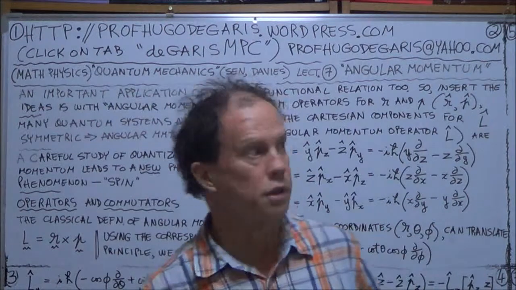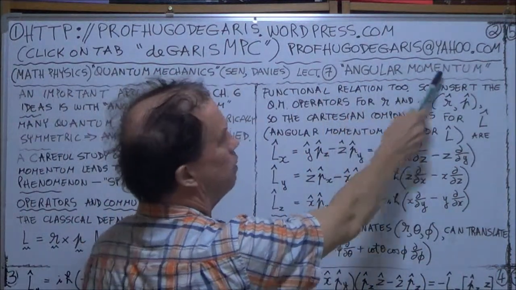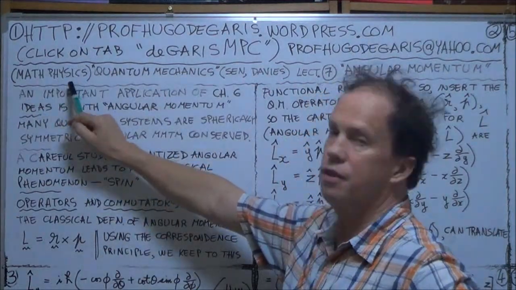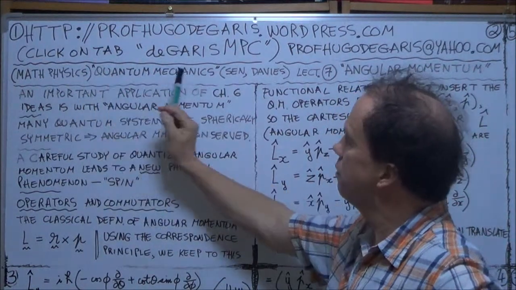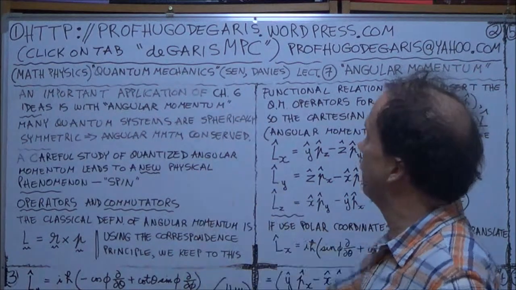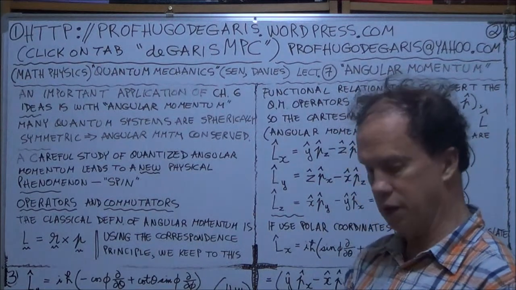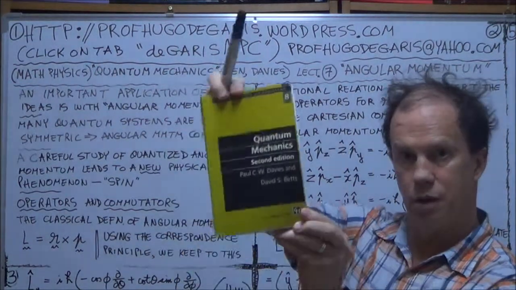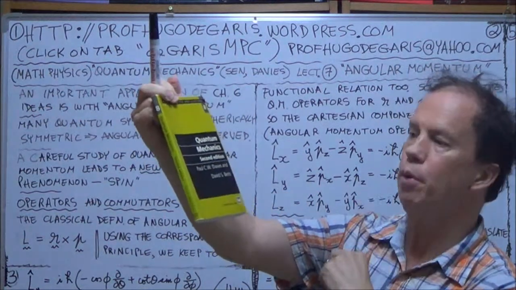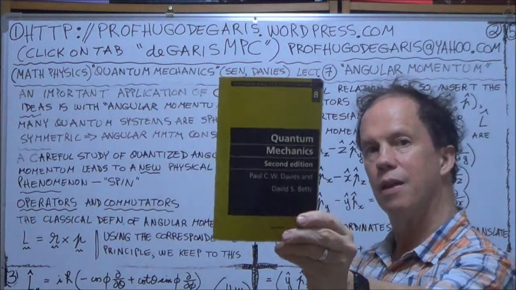This is lecture 7 on the topic of angular momentum. It's part of a mathematical physics course called Quantum Mechanics. It's at senior level, and the first author of the text I'm using is Davies. Here's the text, Quantum Mechanics, second edition, two authors, Paul Davies and David Betts. Okay. This is the text.